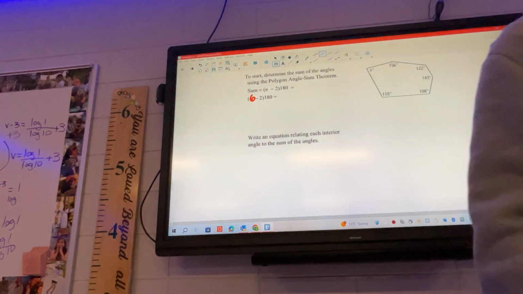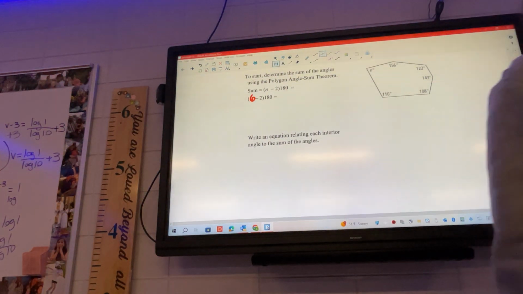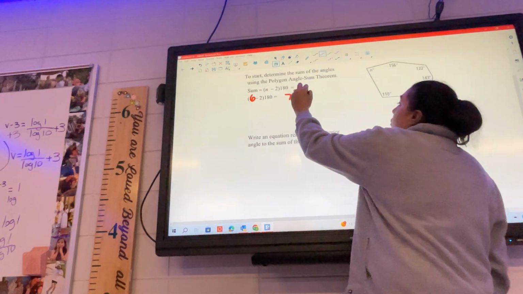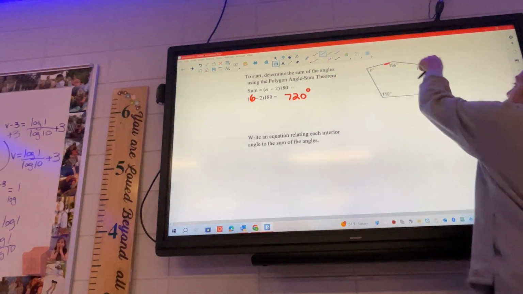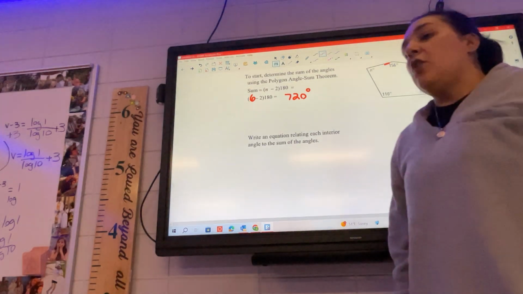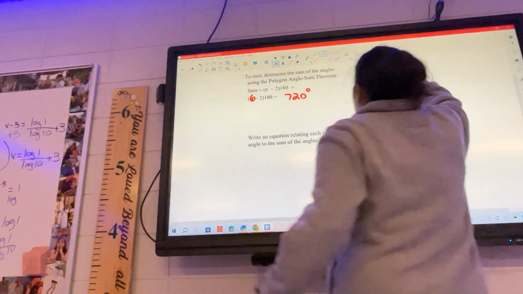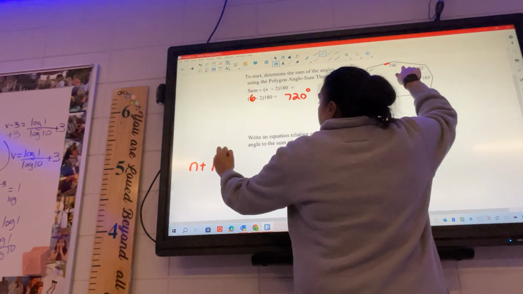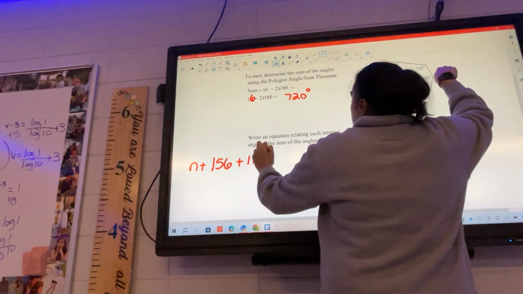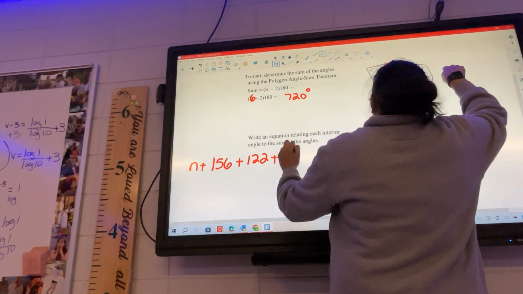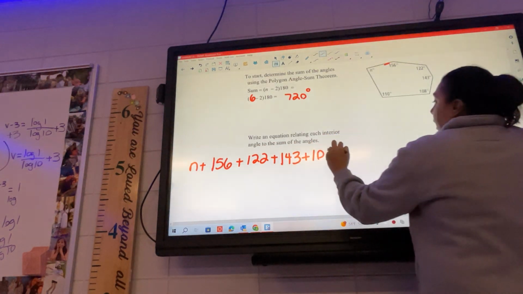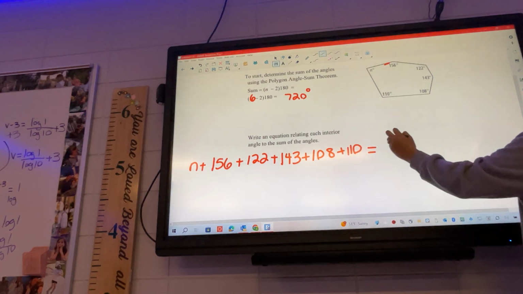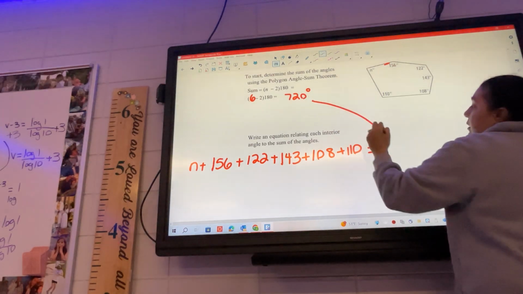6 minus 2 times 180. 720? Yeah, 720. Okay, so we know that the total sum of this shape is 720. So I can go ahead on my paper and say the total is going to be n plus 156 plus 122 plus 143 plus 108 plus 110 equals a total sum of whatever we found, which was 720.